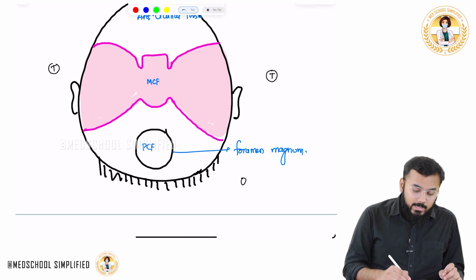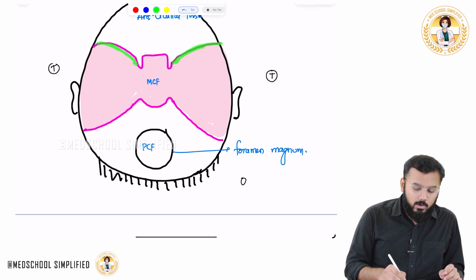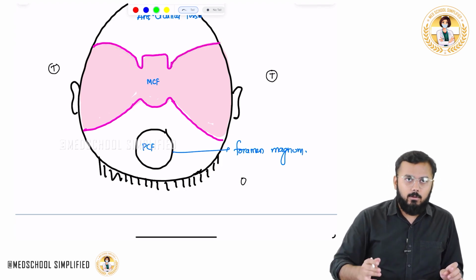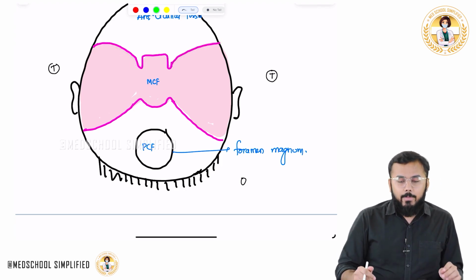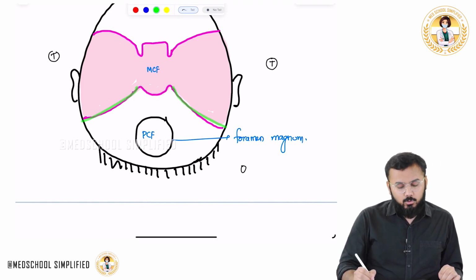Now anteriorly and laterally, these are the anterior and lateral borders. If you come to the back side, posteriorly and medially, this is the border I have. Posteriorly and laterally, these are the two borders I have.